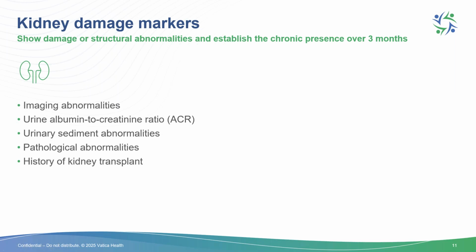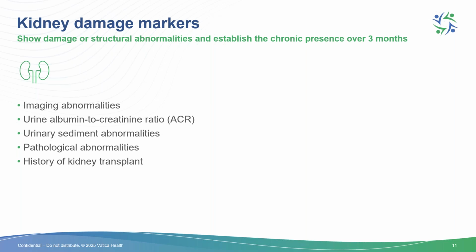So when it comes to staging CKD 1 and CKD 2, urine ACR is the best measure for kidney damage. However, there are other tests that can show damage or structural abnormalities, and they help to establish this chronic presence over 3 months. One thing you can look at is a kidney ultrasound or other imaging. You might see some non-specific signs like cortical scarring or hydronephrosis, a renal mass, or renal artery stenosis.